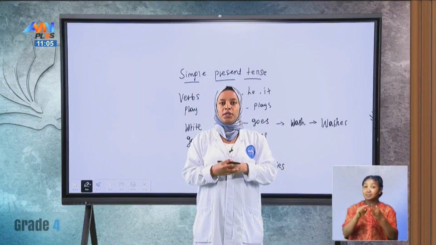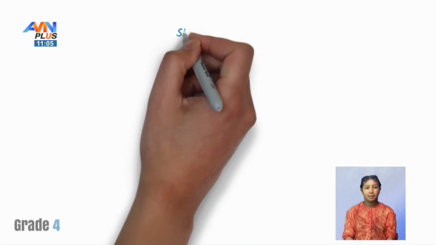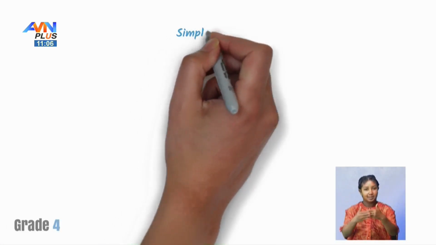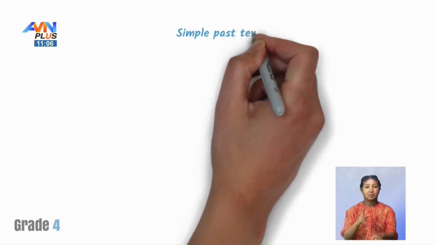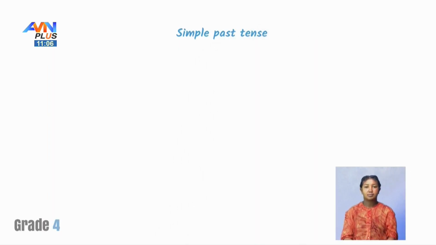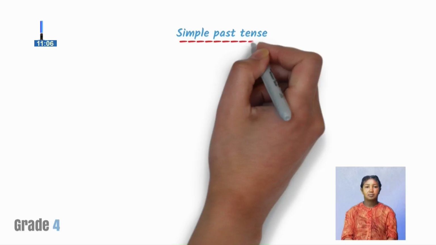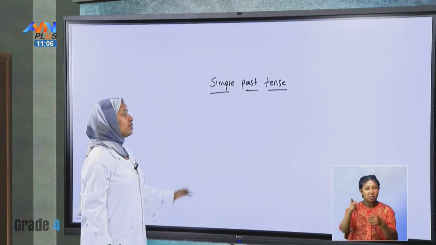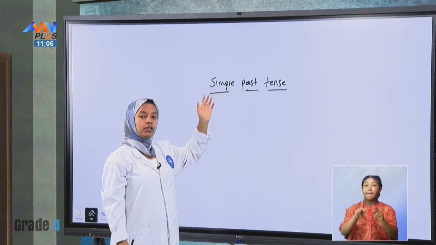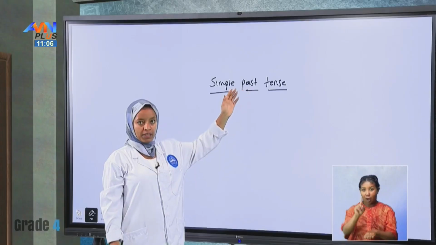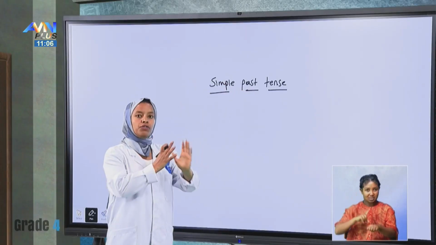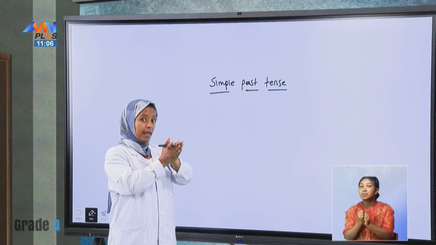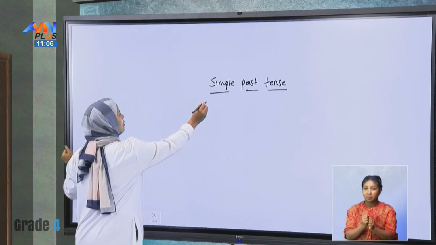Let us start today's lesson. Simple past tense. When we come to simple past tense, this is a part of past tense. So this is the simple past tense. Which kind of verbs are we going to use?